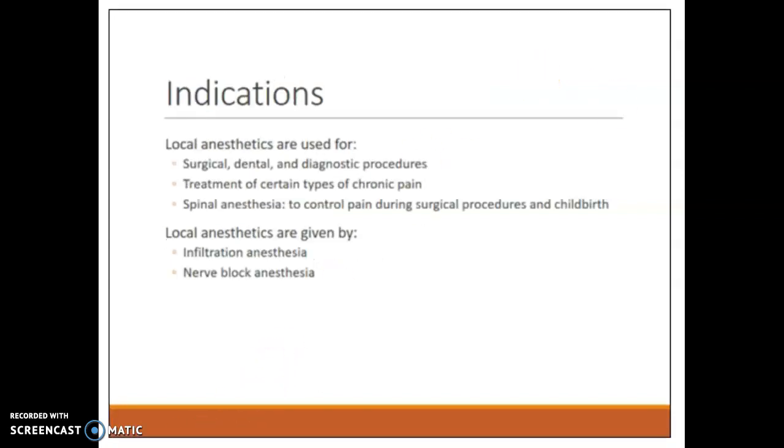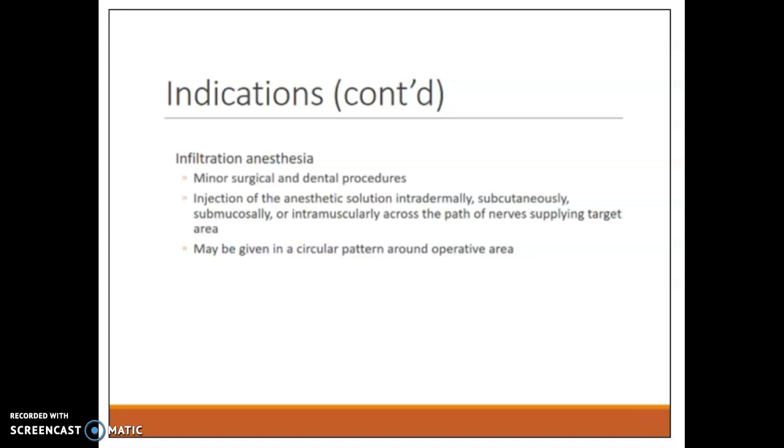So we'll often see local anesthetics used for surgical, dental, diagnostic procedures. Treatment of certain types of chronic pain, we'll see lidocaine gel or lidocaine patches. Spinal anesthesia is used to control pain during surgical procedures and also during childbirth. Local anesthetics are then given by infiltration anesthesia or nerve block anesthesia. So with the infiltration anesthesia, these are minor surgical or dental procedures.